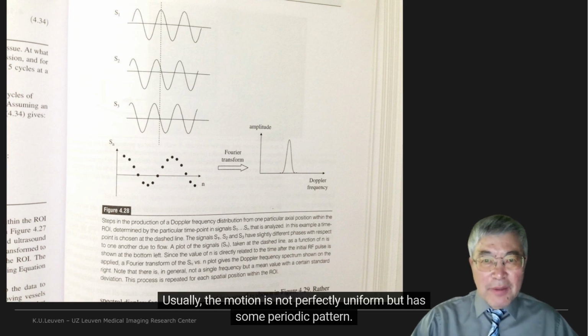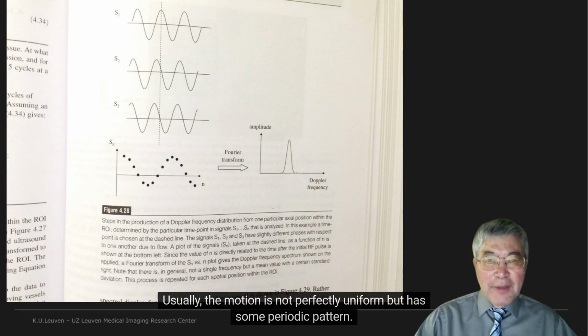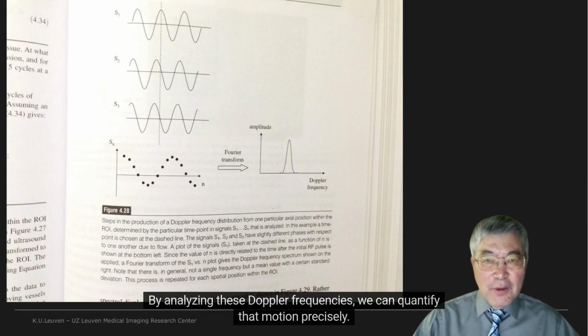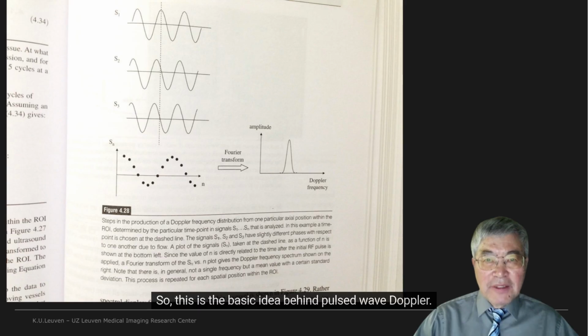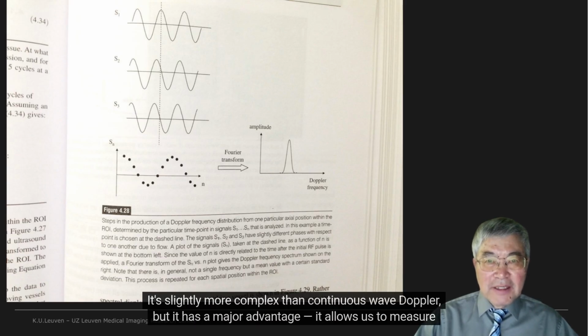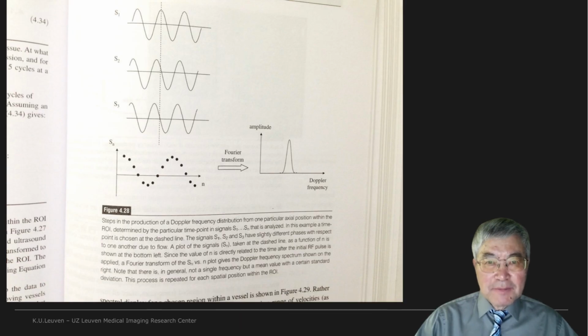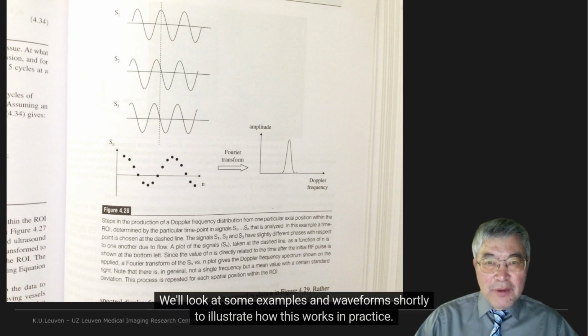Usually the motion is not perfectly uniform, but has some periodic pattern. By analyzing these Doppler frequencies, we can quantify that motion precisely. So this is the basic idea behind pulsed wave Doppler. It's slightly more complex than continuous wave Doppler, but it has a major advantage. It allows us to measure motion at a specific depth. We'll look at some examples and waveforms shortly to illustrate how this works in practice.